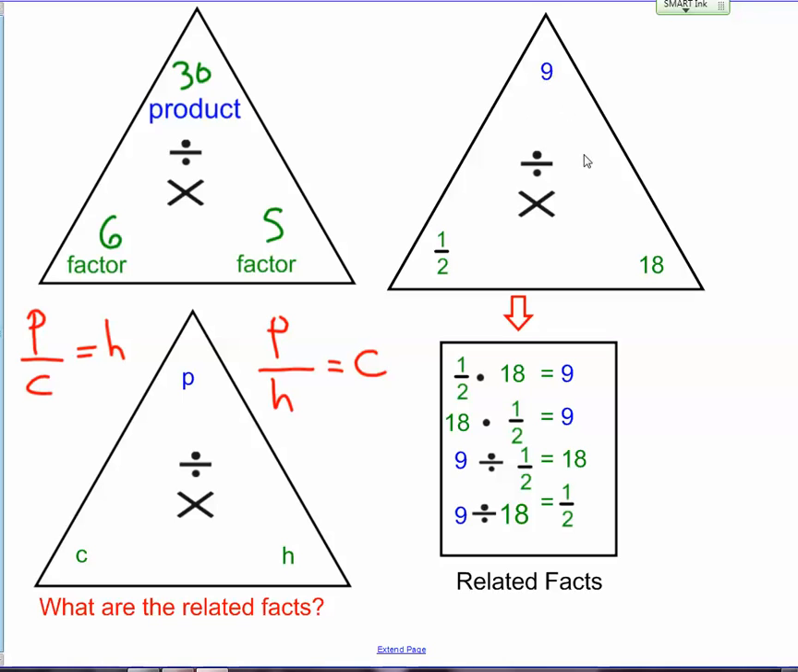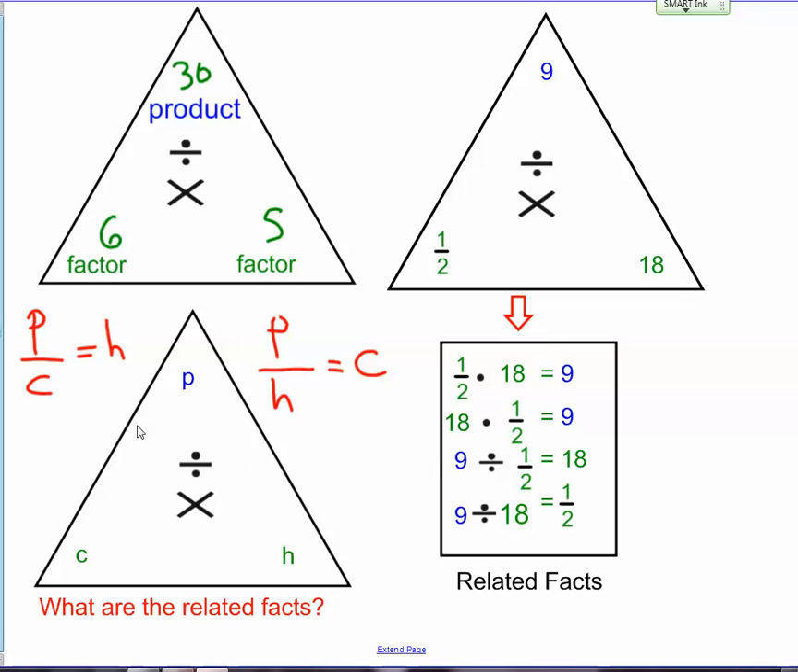And 9 divided by 18 is a half. Think of the fraction 9 over 18. And 9 divided by a half is 18, because that means how many groups of a half are in 9? Every whole has 2 halves. So 9 divided by a half is the same thing as 9 times 2. To divide by a fraction, you can multiply by its reciprocal, because every one whole has 2 halves in it. So 2 wholes have 4 halves, 3 wholes have 6 halves, 9 wholes have 18 halves, and that's what that means. And here are the related facts.